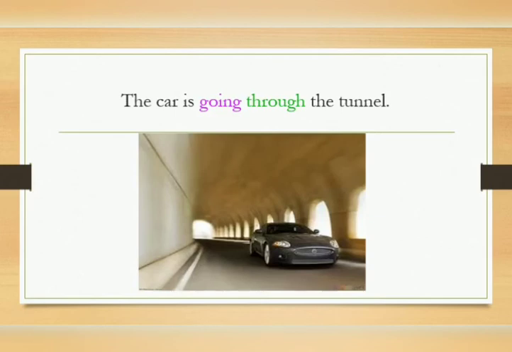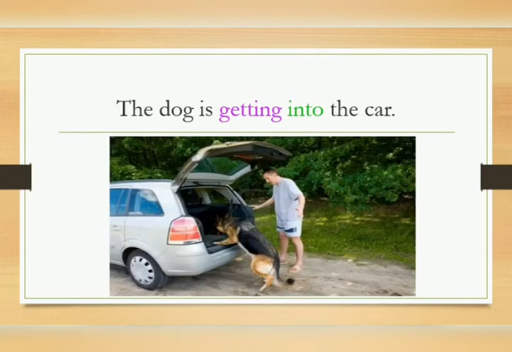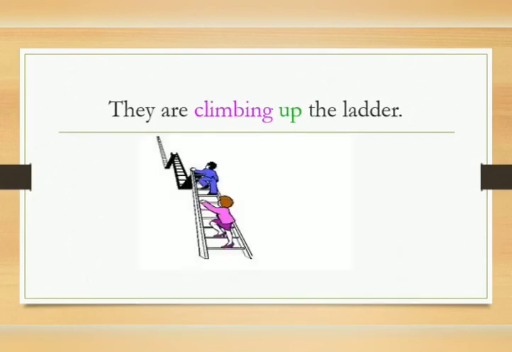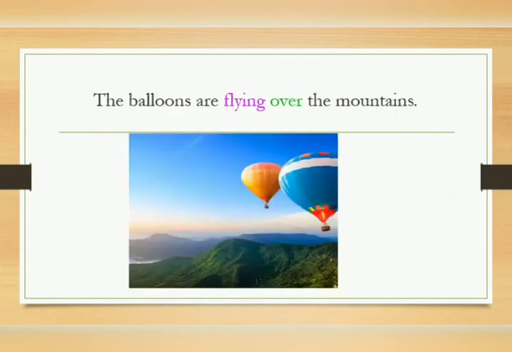The car is going through the tunnel. The puppies are coming out of the hut. The dog is getting into the car. They are climbing up the ladder. The cat is climbing down the tree. The balloons are flying over the mountains.